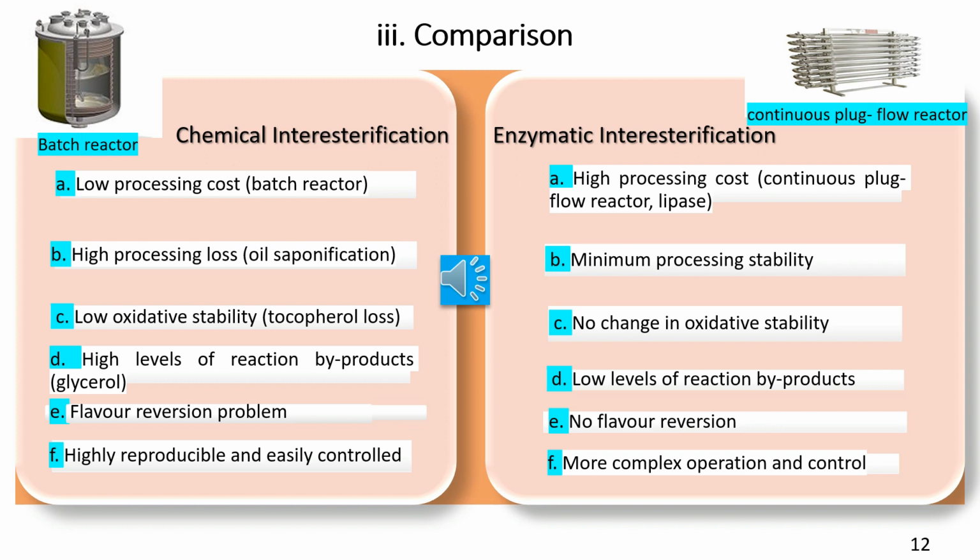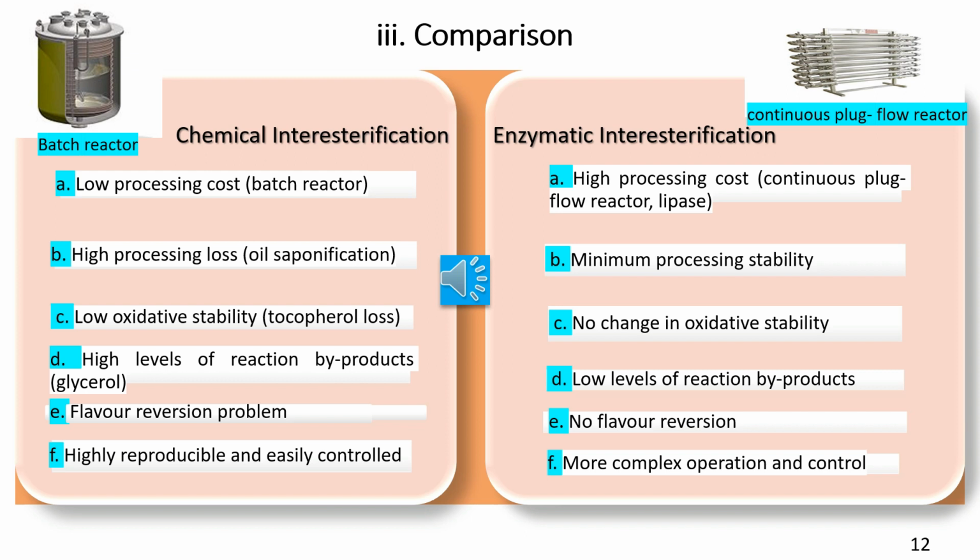You can see the picture of batch reactor on the left side of the slide, while the enzymatic interesterification requires high processing cost and is done in continuous plug flow reactors with lipase. You can see the picture of continuous plug flow reactors on the right side of the slide. The whole enzymatic interesterification process occurs in the plug flow reactors.